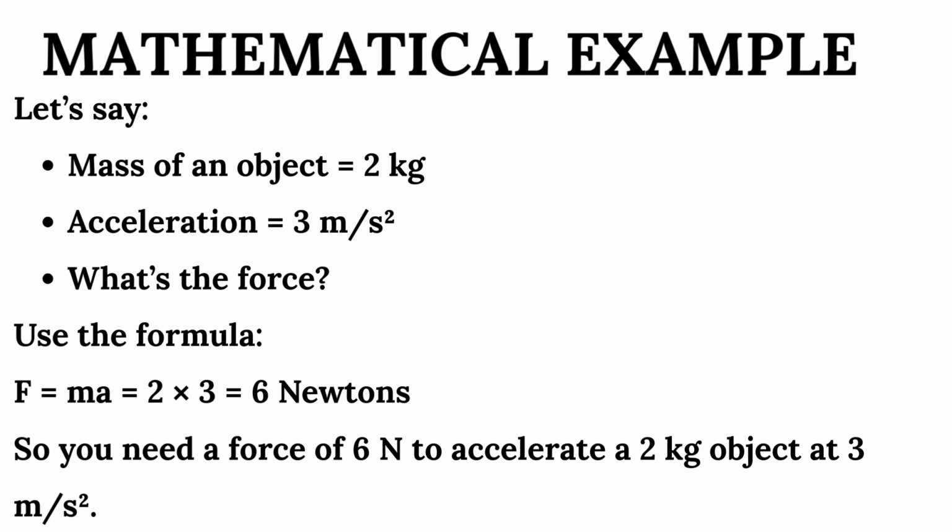Now let's calculate with a mathematical example. For instance, the mass of an object is 2 kilograms and it acquires an acceleration of 3 meters per second squared. What is the force? Use the formula F equals ma. Mass is 2 kg and acceleration is 3. 2 times 3 is equal to 6 newtons. So you need a force of 6 newtons to accelerate a 2 kilogram object at 3 meters per second squared.